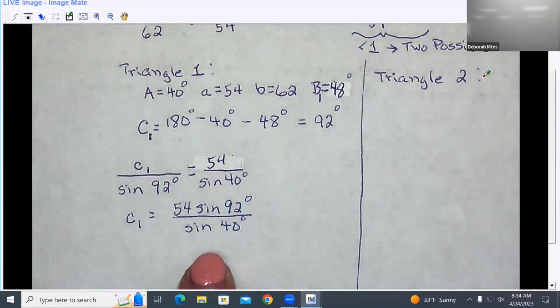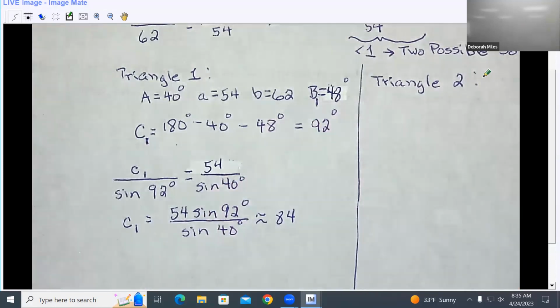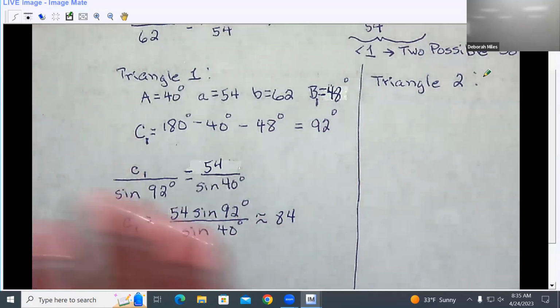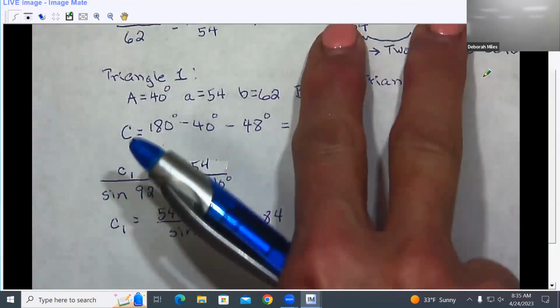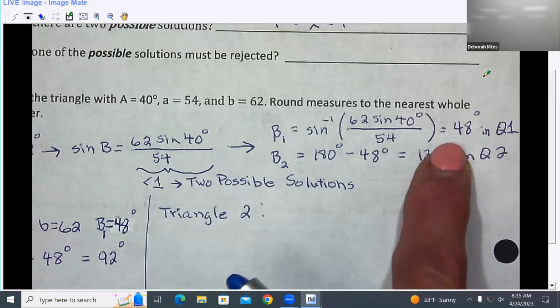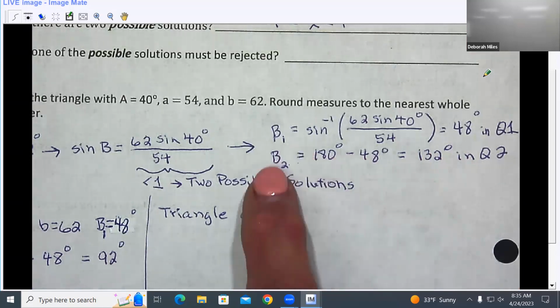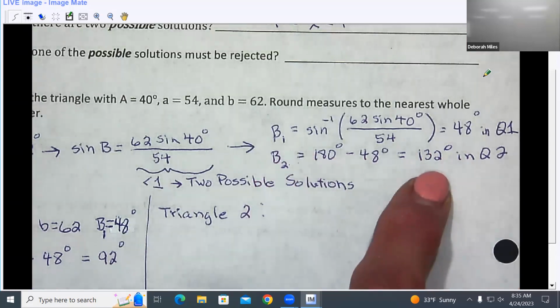And I got that to be, to the nearest integer, 84. Yes. And I don't know the units on that side. All right, so I definitely have one triangle solution based on the information I was given. Now I know there's a possibility that I have a second triangle for which angle B is 132 degrees.